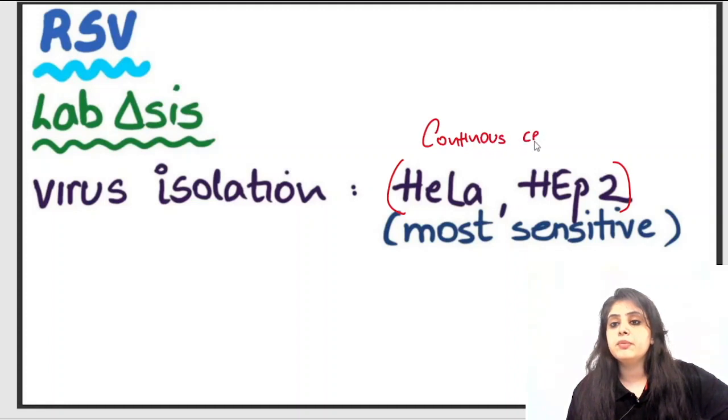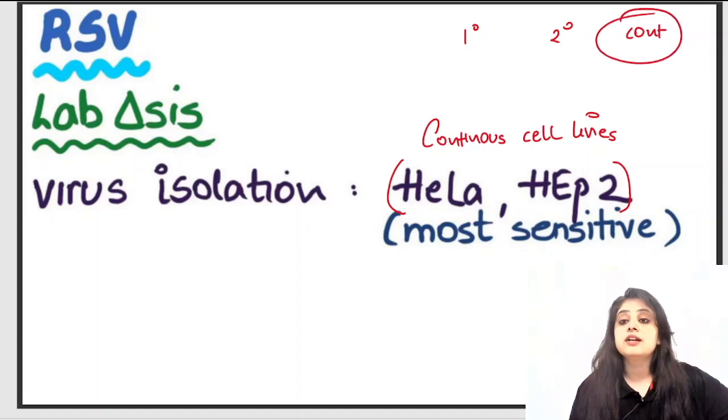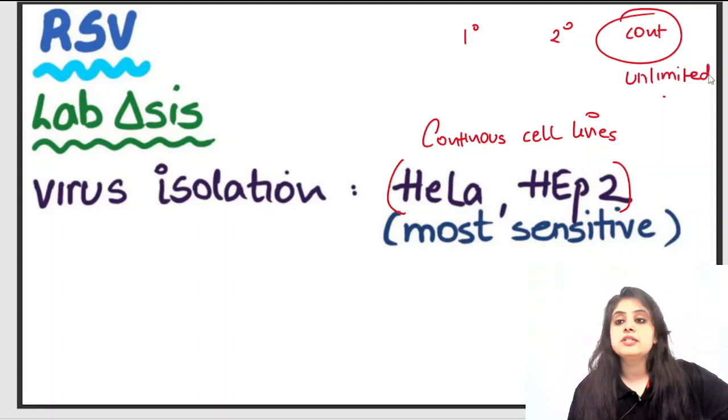So if you remember your general virology well, there are three types of cell lines: primary cell lines, secondary cell lines, and continuous cell lines. This falls under the continuous variety, means it allows unlimited cell divisions. That is the meaning of continuous cell lines. It allows unlimited cell divisions.